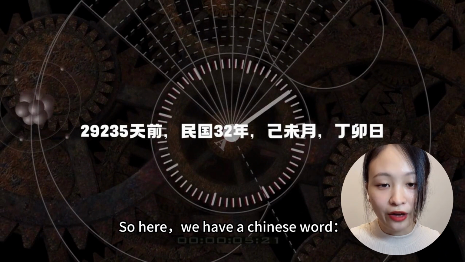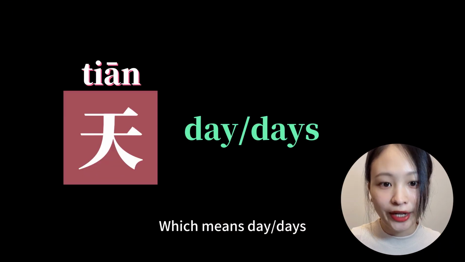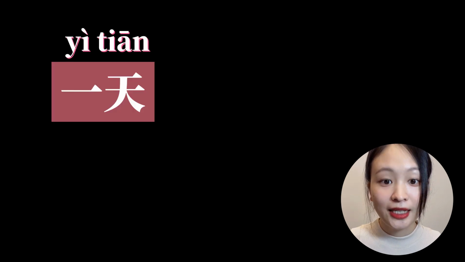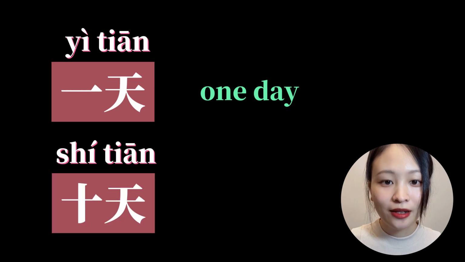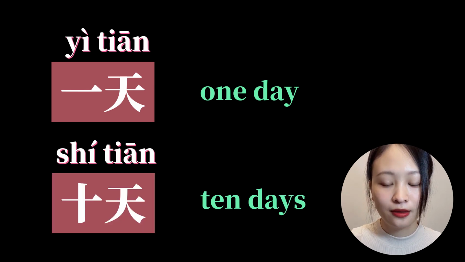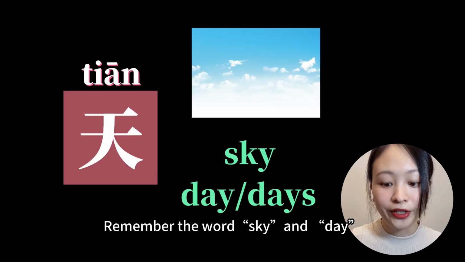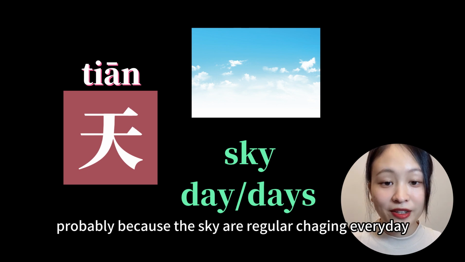So here we have the Chinese word tiān, which means day or days. In Chinese, both singular or plural are the same words, like 一天, 1 day, 10天, 10 days. Remember, the word sky and day or days are the same words in Chinese. Probably because the days are regularly changing every day.